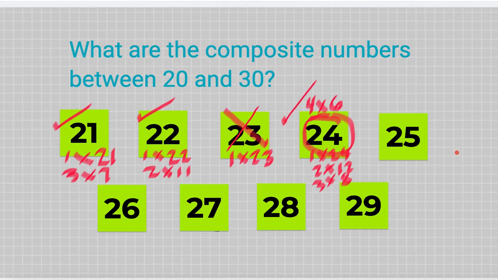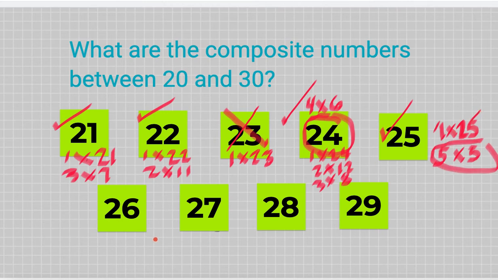Now, how about 25? We have 1 times 25. I will use this space here so that I can make the numbers big. Okay, 1 times 25 and 5 times 5. So therefore, 25 is a composite number because it has more than two factors. Actually, it has 3. 1, 5, and 25.